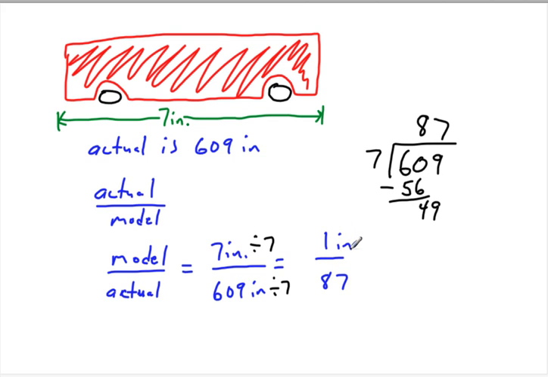So the scale of this model, and notice the inches are the same in this ratio, and when that's the case, we can leave them off. So the scale is 1 over 87.